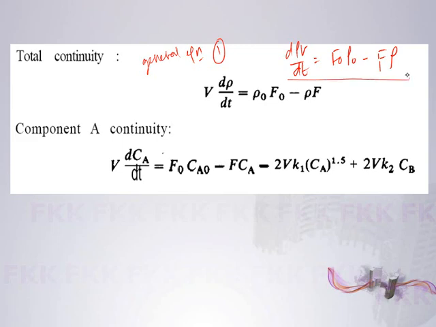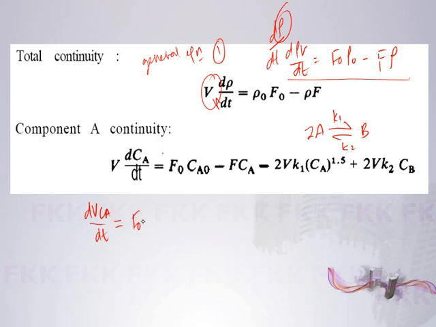Then let's look at the component quantity equation. So we have again 2A going to B. This is your K1, this is your K2. Now we have d(V CA) over dt. Because the volume is constant, we can confidently just take it outside from the d rho over dt. The density will change, remember? Now d(V CA) over dt equals F naught CA naught minus F CA.